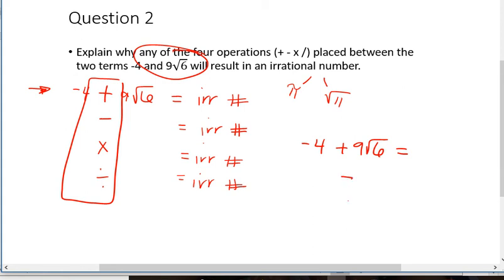And then I want you to repeat that process for each of the operations, all right?